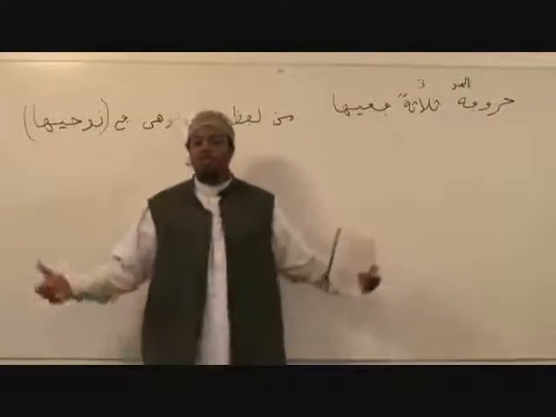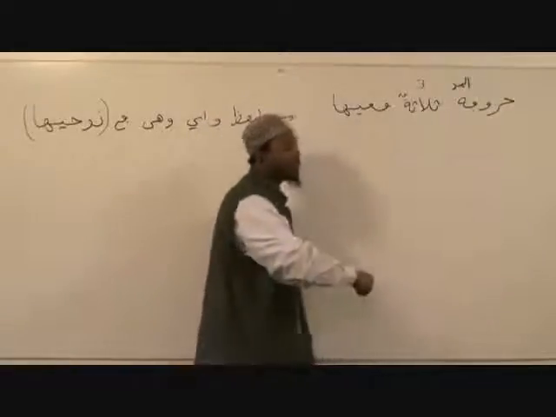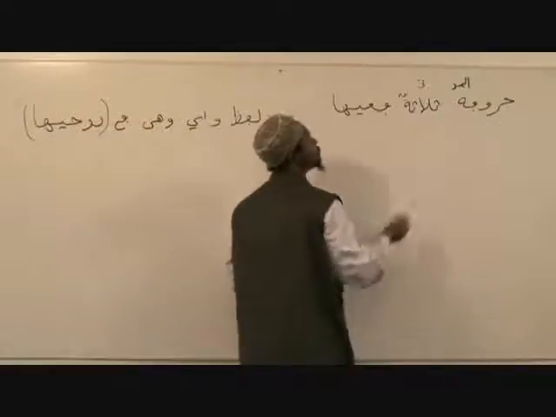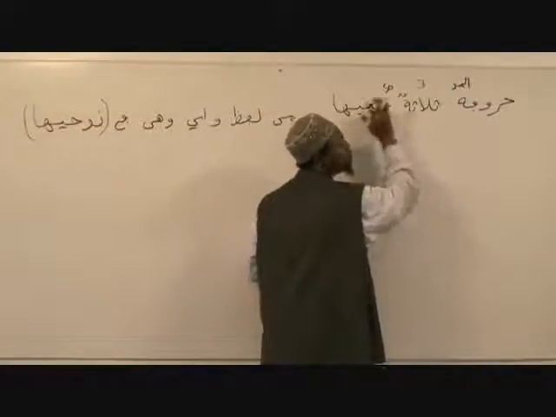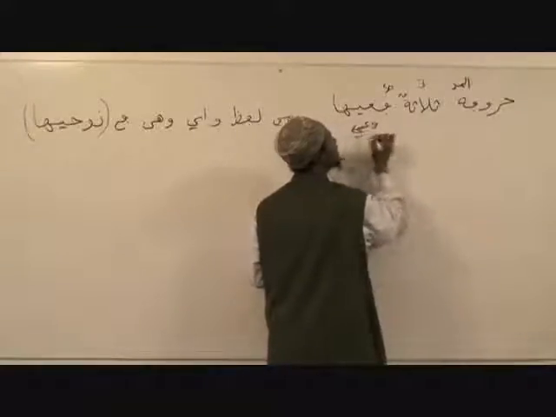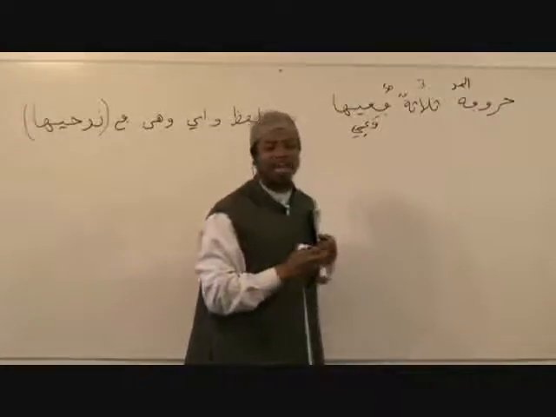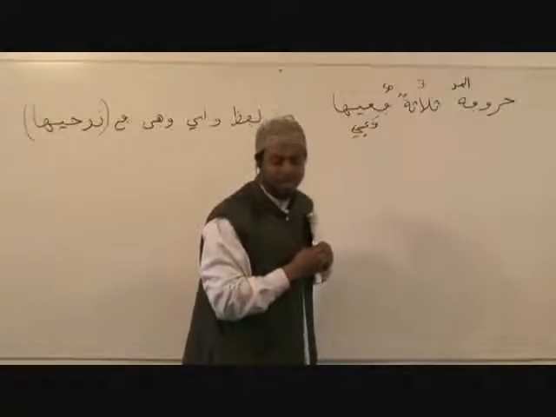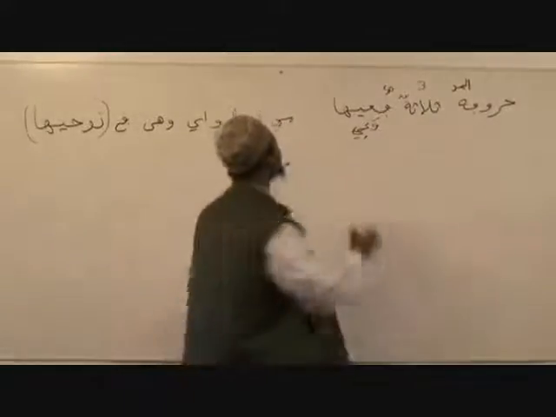Now, what are the letters of mad? The letters of mad are what? Thalatha. Fa'iha. Since there are only 3, memorize them. The word "i" means to memorize. It's from the word wa'i. Wa'i means to memorize something.